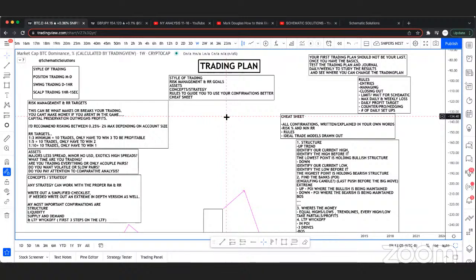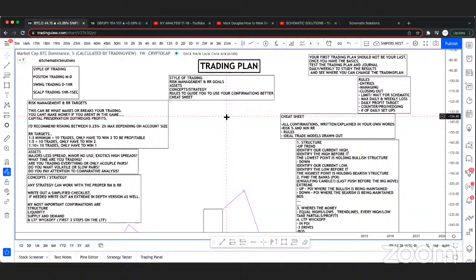Now, risk management and risk reward, in my opinion, are one of the most important parts of your trading plan. I would say your rules are equally, if not more important than risk management and risk reward. The reason why is because your rules are going to show you how to properly use your trading plan.